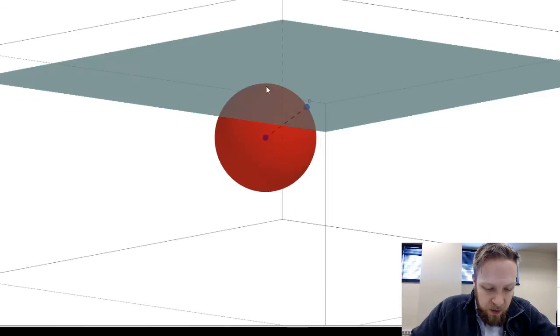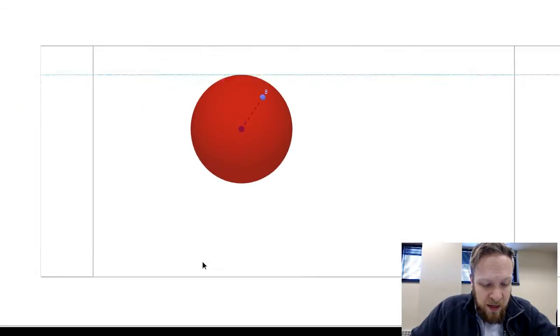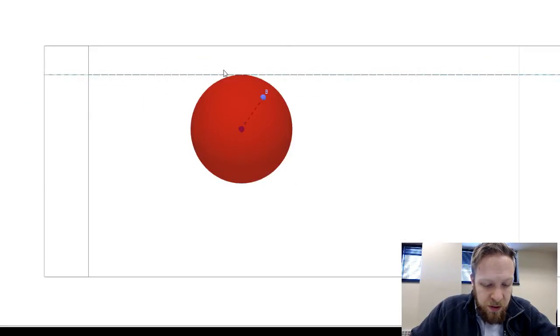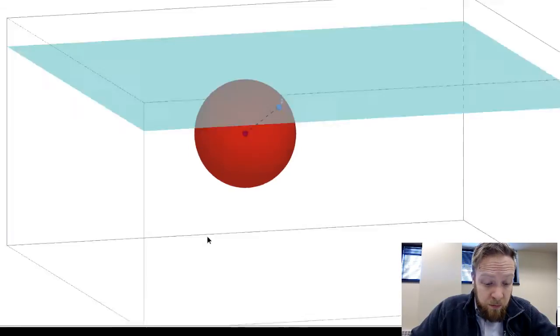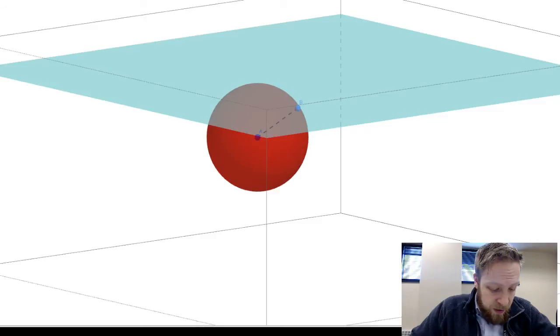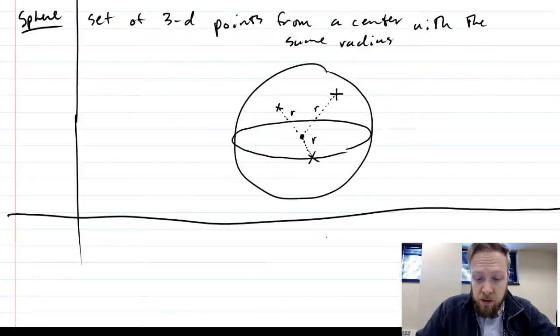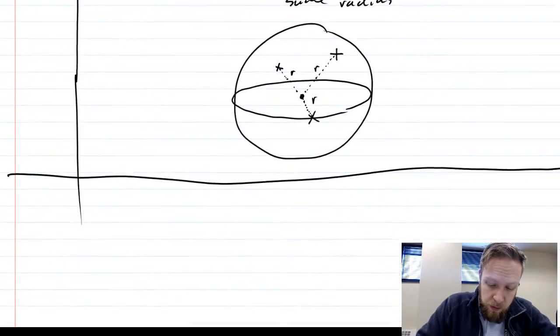Now, it's not showing it here, but there is a spot, a single point right at the top of that sphere where it's touching the plane. And so this plane, it's called tangent. When something just touches but doesn't actually go through, that's called tangent. And so there are 3 things that you can get by cutting spheres at different angles. We're going to write those down in our notes.